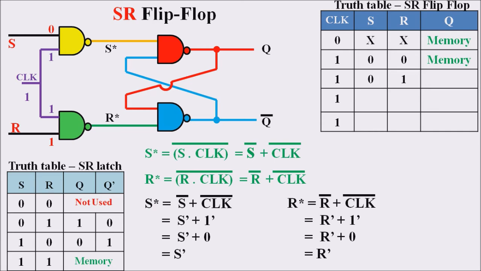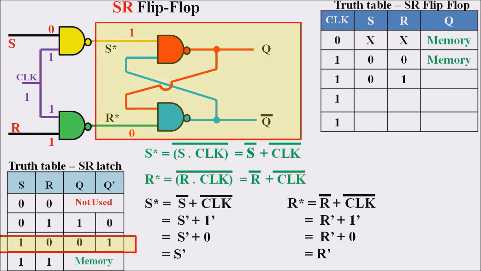So now we are moving to the third condition, that is clock is equal to 1 as well as S equal to 0, R equal to 1 condition. So S equal to 0 results in S star equal to 1 and R equal to 1 results in R star equal to 0. So now we have to check the truth table of the SR latch with S equal to 1, R equal to 0. S equal to 1, R equal to 0 results in an output of 0, that is the Q value becomes 0. So the truth table of SR flip-flop with clock equal to 1, S equal to 0, R equal to 1 will be 0 condition.